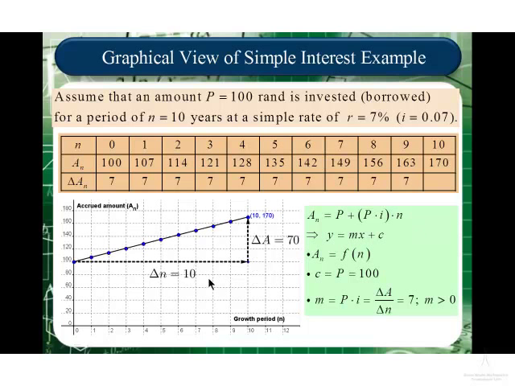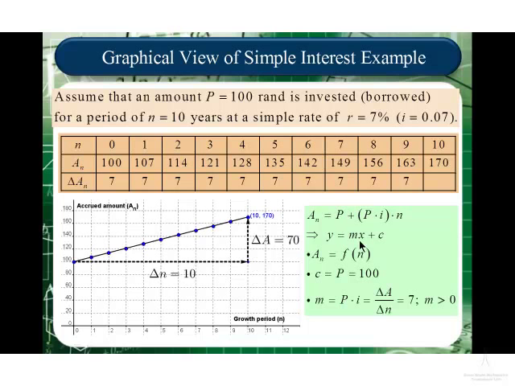But we can think of the representation of such a situation as we have on the screen as a linear function where of course the output value in this case represents the accrued amount, and the input value of course the number for the interest period. And of course in this situation we see that the value in brackets, P times i, represents the gradient, okay, and c, the y-intercept, is represented by the principal amount.